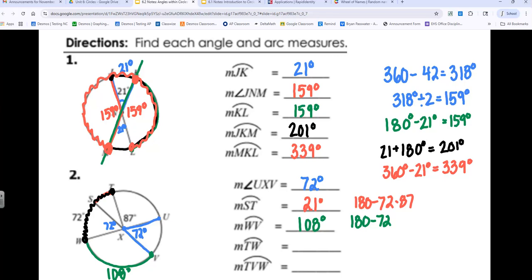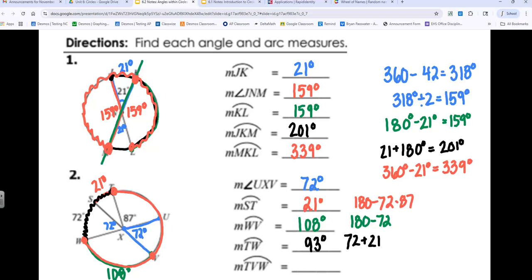Hunter, what'd you get for TW? Let me mark what we got here. This is 21. I didn't mark that. What would we get? Okay, 93. Very good. And all we have to do for that is 72 plus 21. Okay. The very last one, I'm going to go back to red, is TVW. So all the way around the circle this direction.